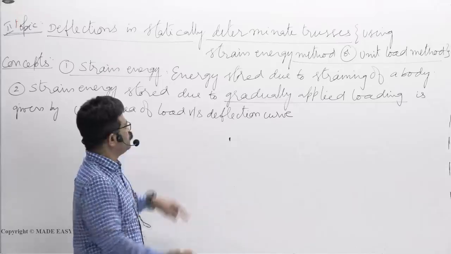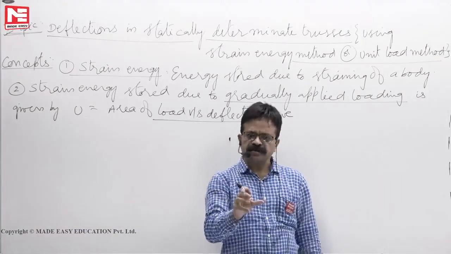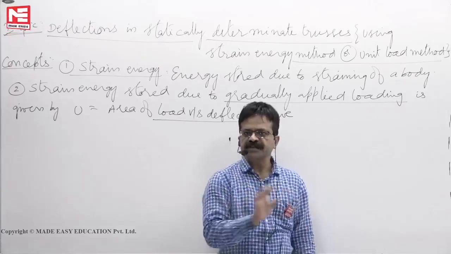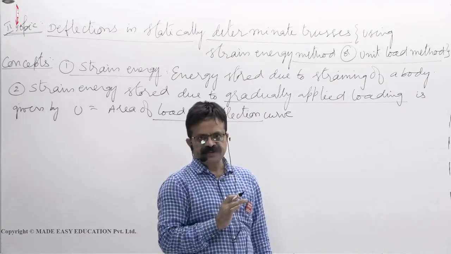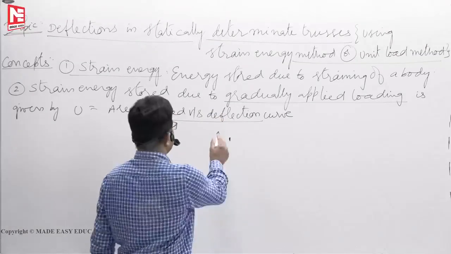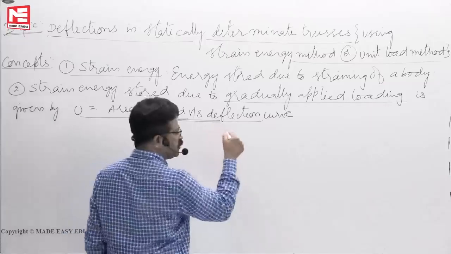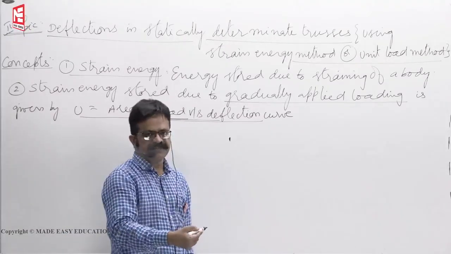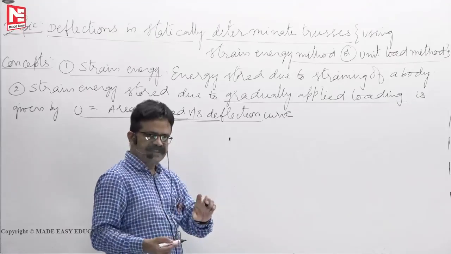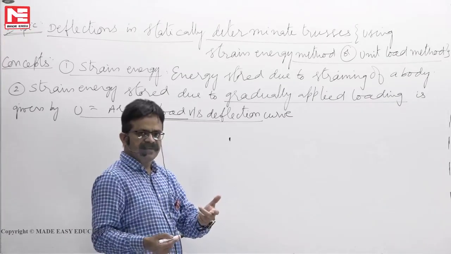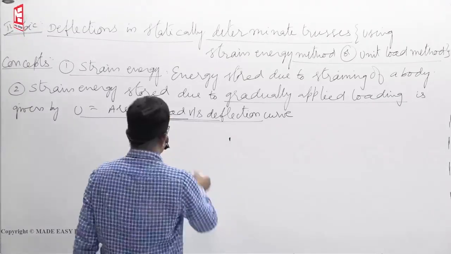This area of the load versus deflection curve means how much load you have applied and how much it has deflected, without worrying about the deformation in the member. This is the external applied load and external deflection. That means we will get the potential energy from this. Potential energy lost or gained must be equal to the strain energy stored in the member.